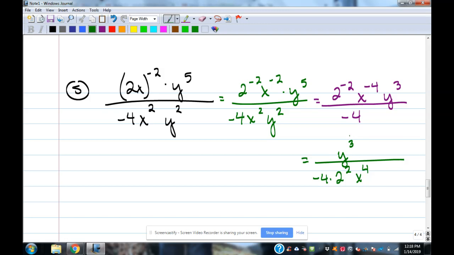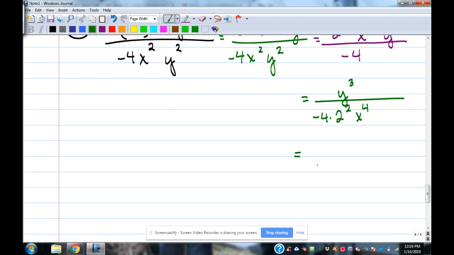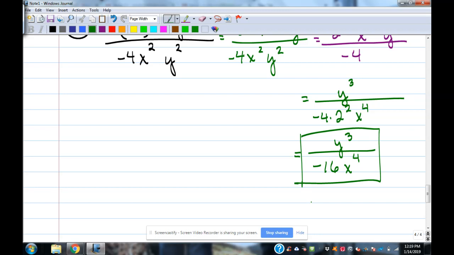Now I just need to work this out. What's 2 squared? 4. 4 times negative 4 would be negative 16. X to the 4th. And then the y to the 3rd still up top. There's our final answer for that one.